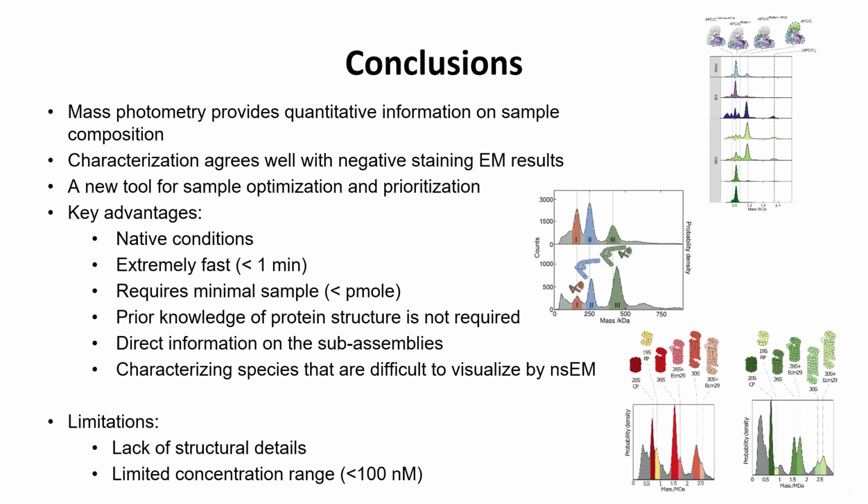Of course, there are limitations. You don't get any information about structural details. And there is a limited concentration range, so you must be below 100 nanomolar of objects. However, this is work in progress, and we are working now to increase the concentration range in mass photometry.